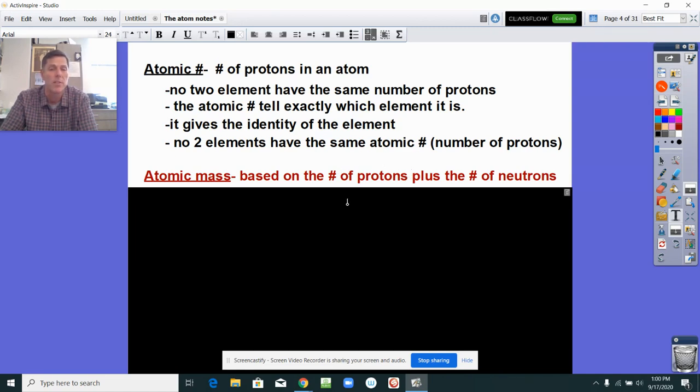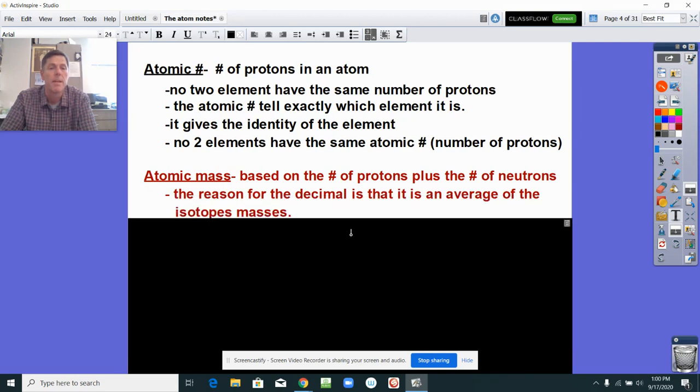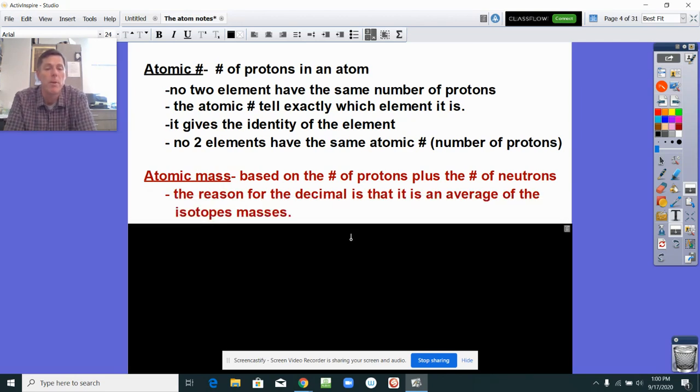Number of neutrons, that's a different way. When you look on a periodic table, you're going to find out the mass, and I'll show you where to find that in a second, is actually going to be a decimal.